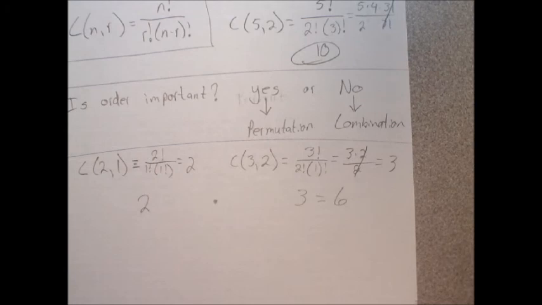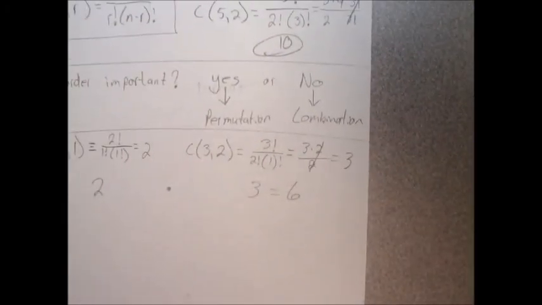The factorial of 1 is 1 times 1, because factorial only goes down to 1.